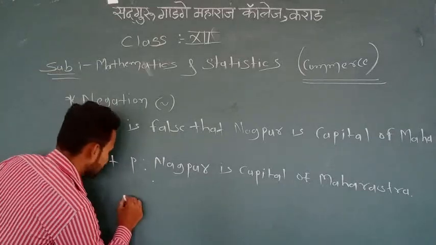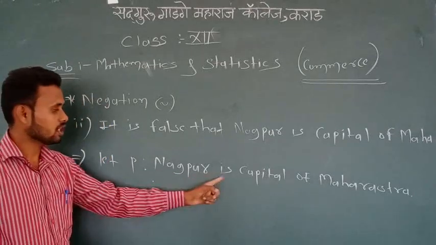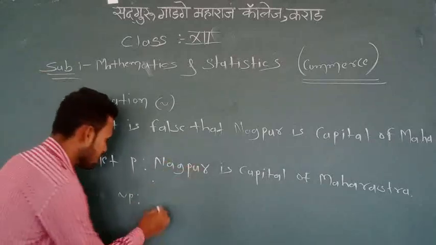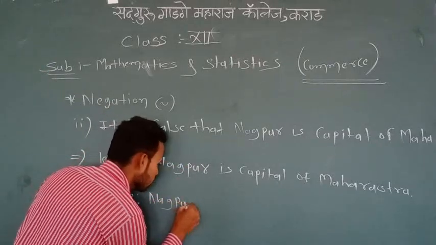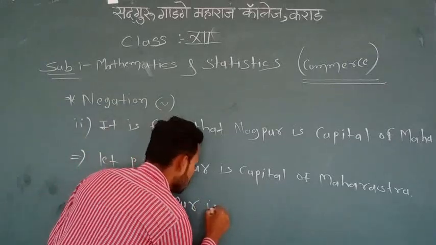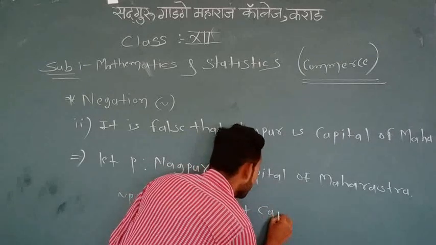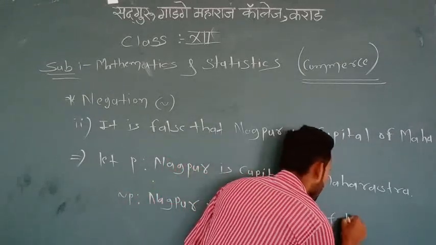Now next line, I take negation of that statement. Negation of P: Nagpur is not capital of Maharashtra.